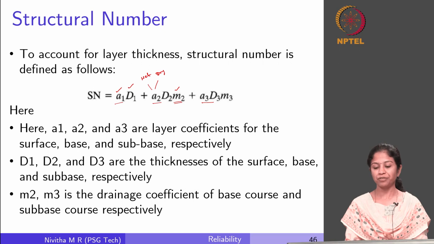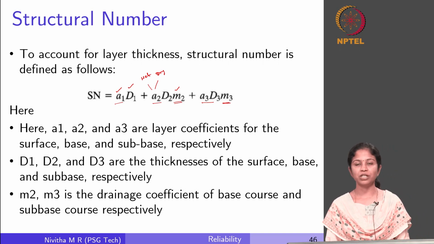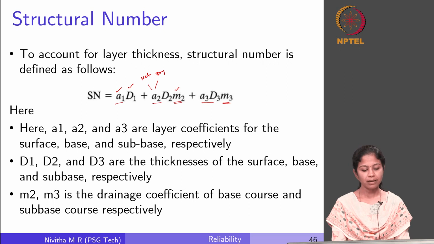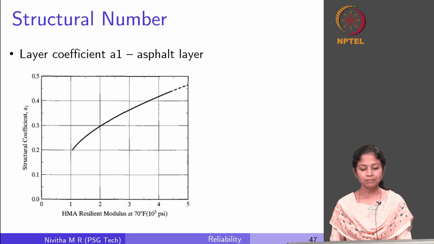So, we should use different constants. Instead of that, the parameters M2 and M3 are defined. This takes into account the drainage conditions of that particular layer, right. So, M2 and M3 are the drainage coefficients of base and subbase courses. Now, let us see how these coefficients are calculated.